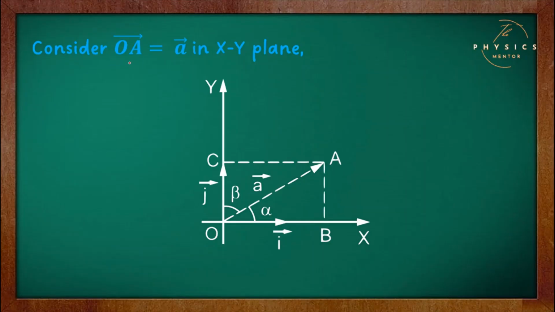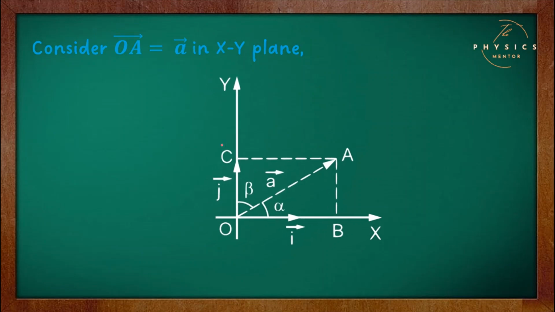Consider vector OA equal to vector A in the xy plane. Here, vector OA makes an angle alpha with the x-axis and beta with the y-axis. I vector is a unit vector in the direction of the x-axis and j vector is a unit vector in the direction of the y-axis.